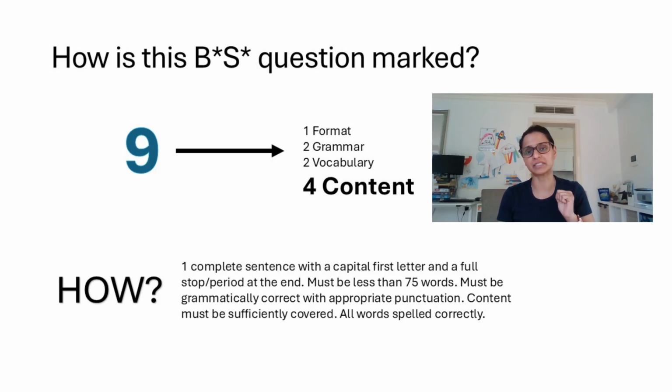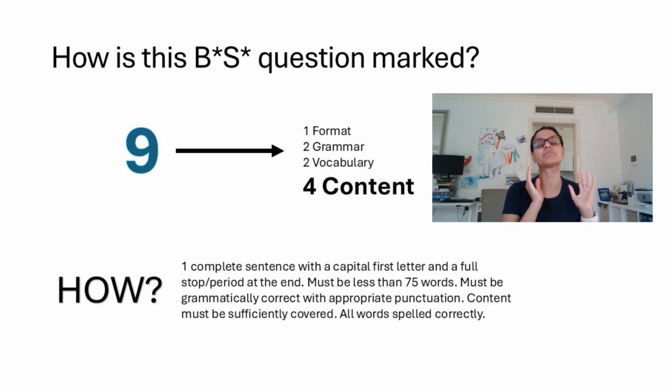4 points for content. Previously, content used to be just 2. Okay? 4 for content, 2 for vocabulary, 2 for grammar, and 1 for format. Format is a single complete sentence with a capital first letter and a full stop or period at the end.